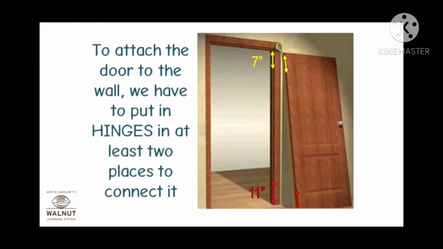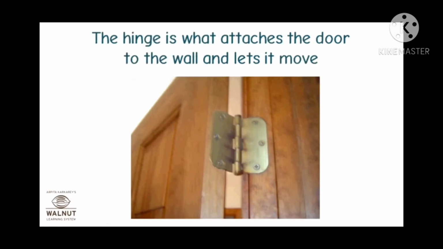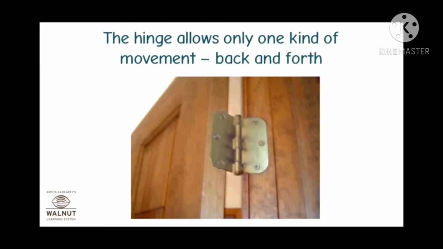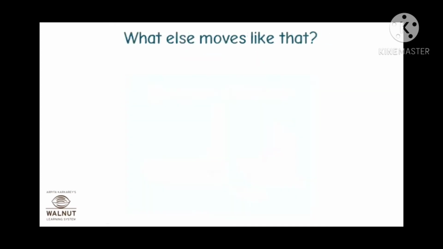It is a joint on the door too. To attach the door to the wall, we have to put in hinges in at least two places. Look at the door. You will be able to see a hinge like this in your home also. The hinge is what attaches the door to the wall and lets it move forward and backward. Like that only, the elbow joint is similar to that of a hinge.